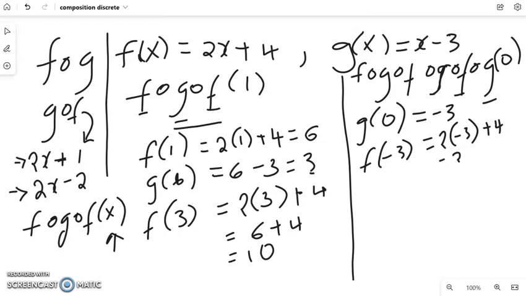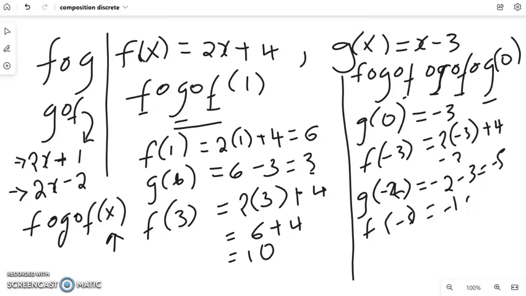Then we'll have g with the input of negative 2, which will be equal to negative 2 minus 3, which is equal to negative 5. Then we shall go to f with the input of negative 5, which will be equal to negative 10 plus 4, which will be equal to negative 6. Then we shall go to g with the input of negative 6, which is equal to negative 6 minus 3, which is equal to negative 9.